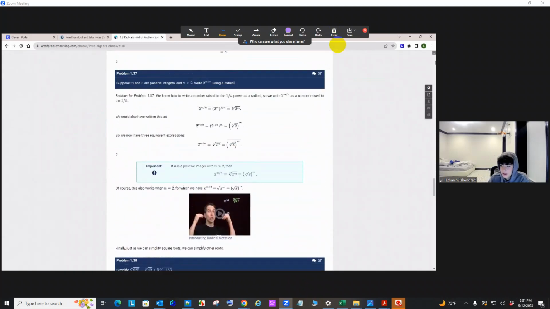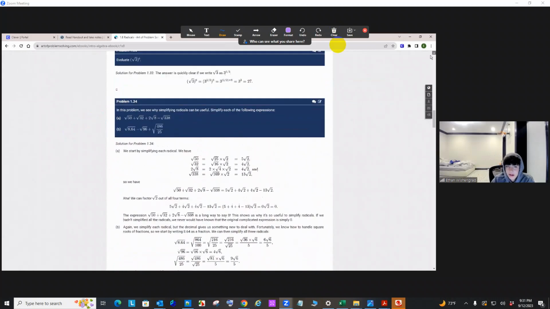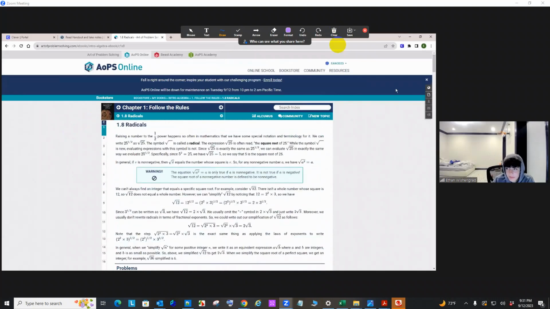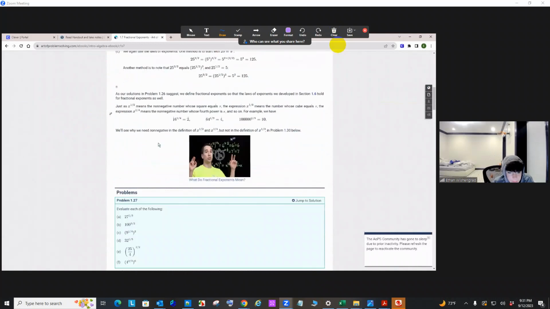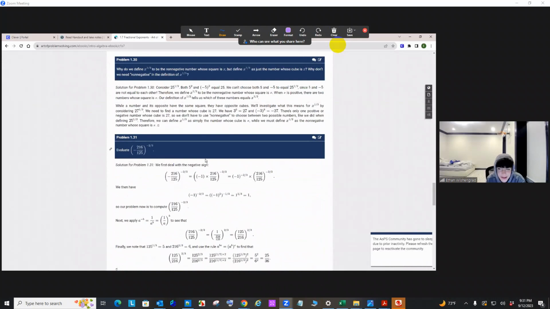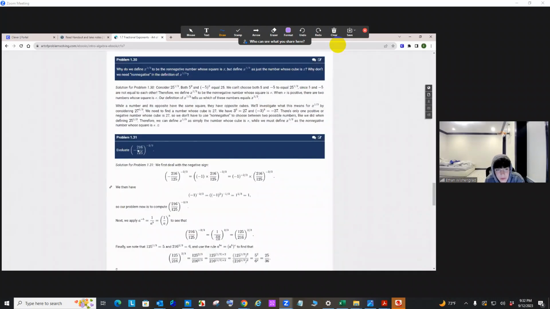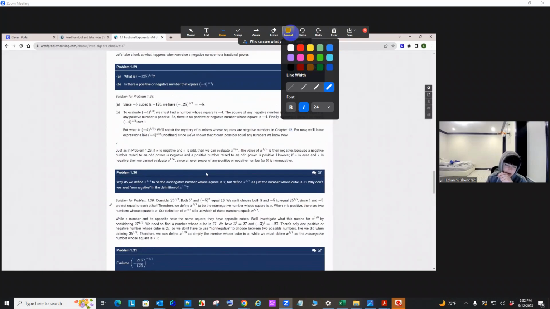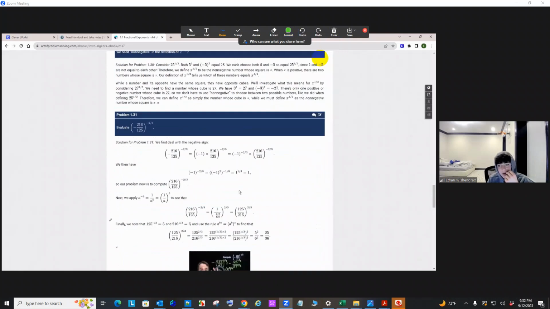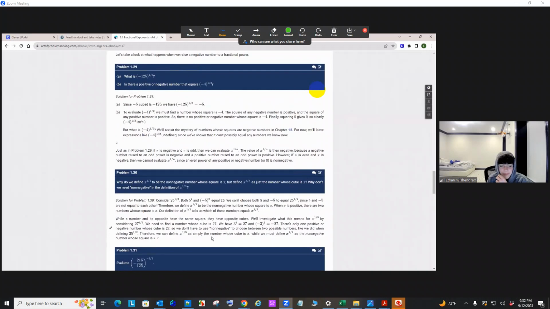Right. So is there anything else in the section that you did that you want to go over? I just need practice doing it. Can we do this one? Sure, 1.31. The answer is at the bottom. I don't want to see the answer. Yeah, there it is.